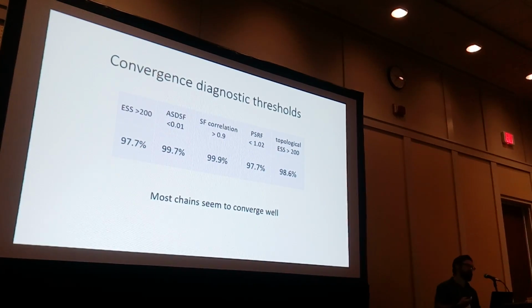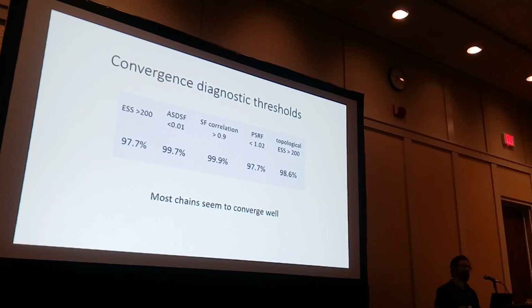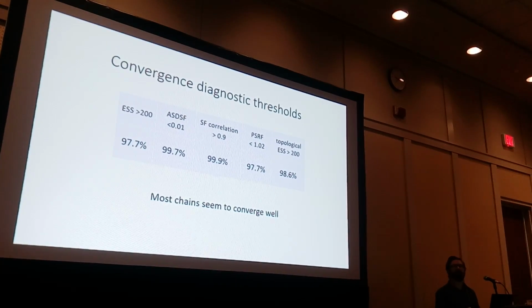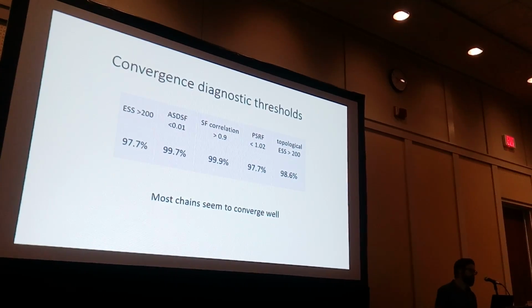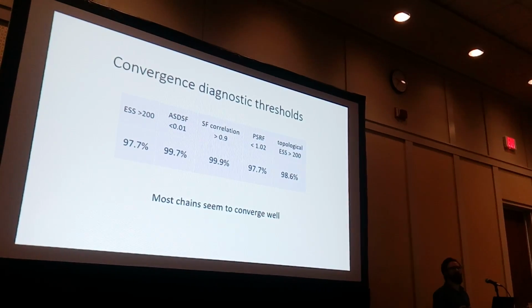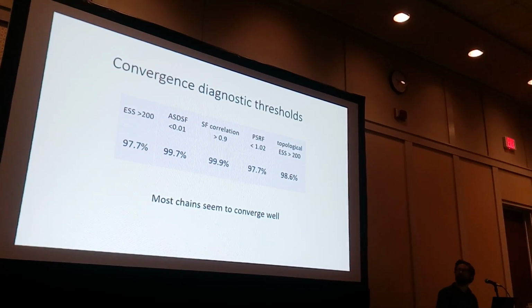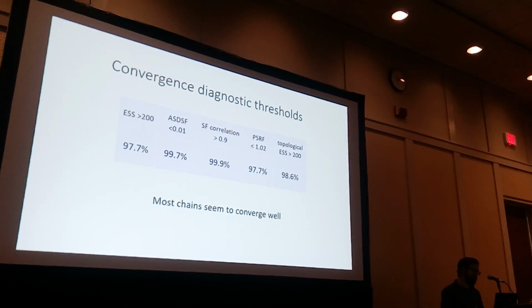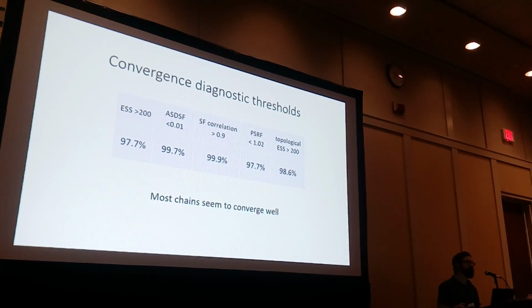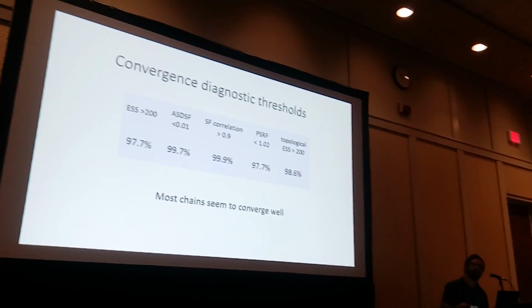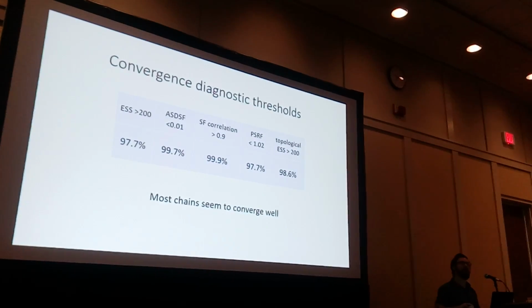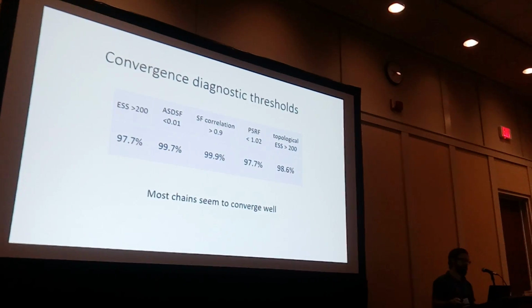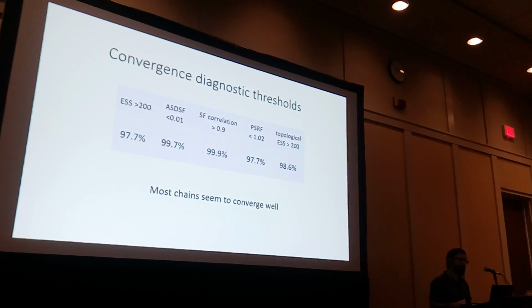Just starting off, the first thing that we did, at a really broad scale, is look at how well it seemed like these chains were converging based on commonly used diagnostic thresholds. So we looked at: do all of the non-topology parameters in the chain have effective sample sizes greater than 200? Is the average standard deviation of split frequencies, which measures topology similarity across multiple chains, less than 0.01? Do we have high correlations in split frequencies among multiple chains? Is the PSRF, the potential scale reduction factor, showing that our parameter values are similar across chains? And is our topological ESS value above 200?